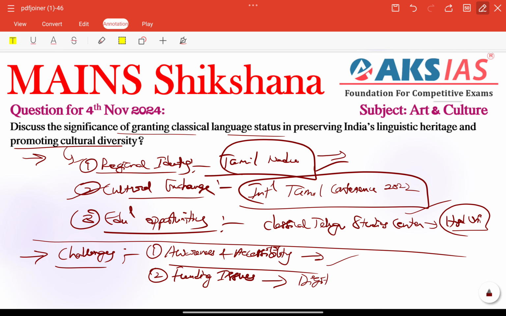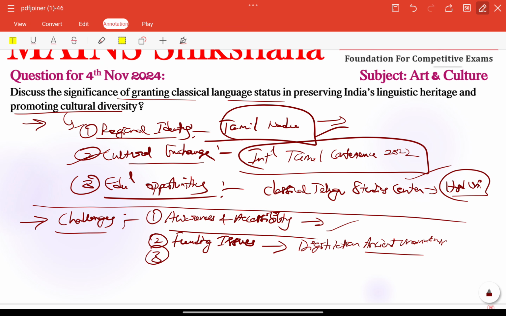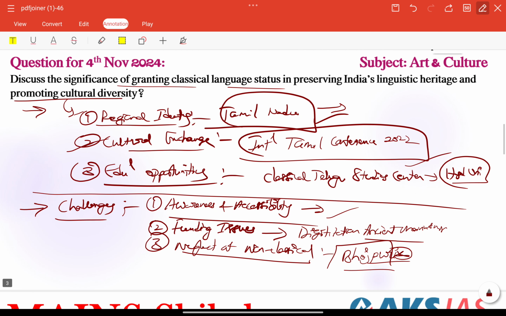Projects aiming at preserving these languages often face financial constraints, because these delay vital initiatives like digitization of ancient manuscripts, right? Next important thing is the neglect of non-classical languages, also very important, because some other regional languages, for example Bhojpuri, may not receive the same level of attention, risking their cultural heritage. These types of examples need to be included here and there.